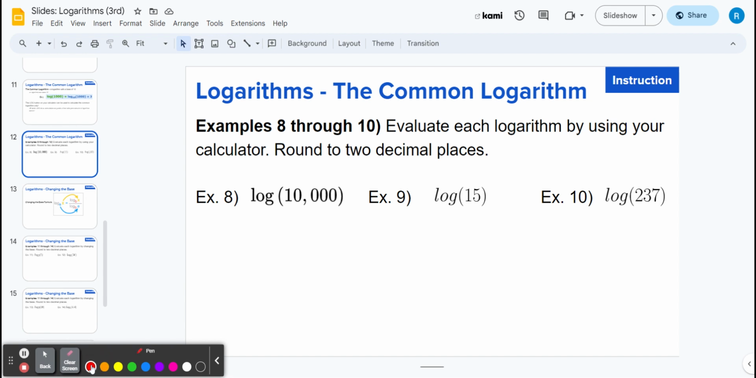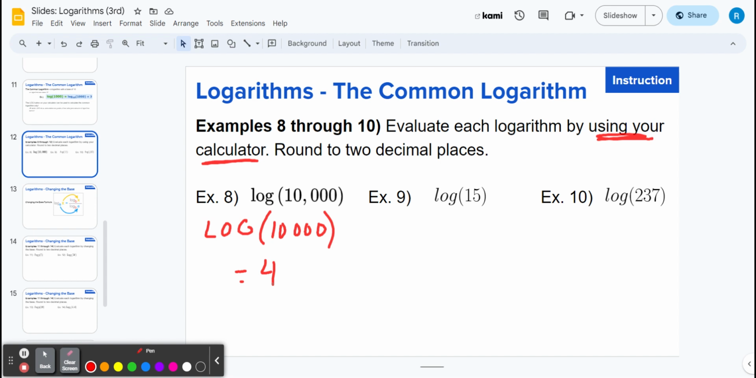So I'm going to make sure I really highlight this. Use your calculator. And all we have to do for example 8 is punch in log. It'll give us parentheses, and then we just type in 10,000. And if we punch that in there, we should get an answer of 4. Let me do it on mine. Log 10,000. Yep, we get 4 as an answer.